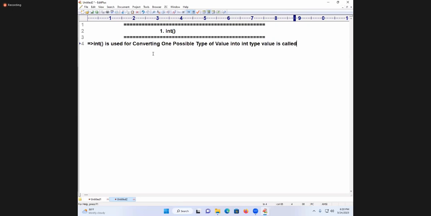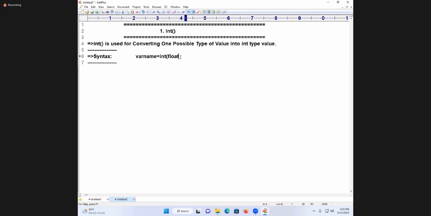Int type value is the purpose of int of. Int of is used for converting one possible type value into int type value. What is the syntax? Now I'm going to talk about the syntax. Variable name is equal to int of, and what are the things we are converting into int type?